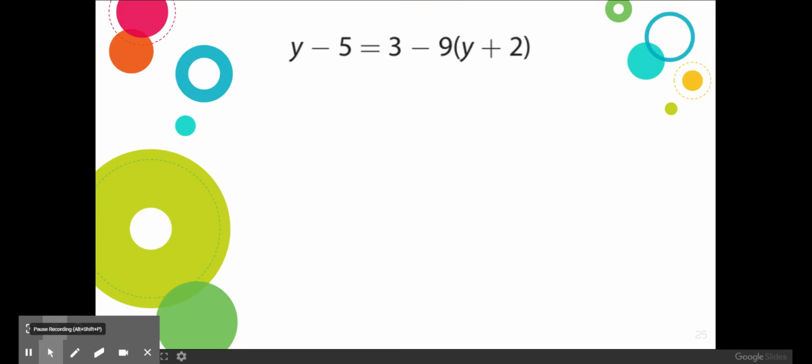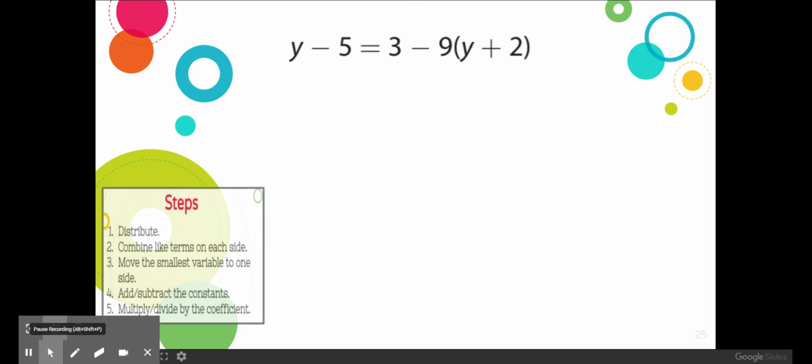Okay, so here we have the next example, which is y minus 5 equals 3 minus 9(y plus 2). Let me remind you of the steps. And at this point, go ahead and pause the video, and then once you think you have your answer, resume and we will go over it. So hopefully you were able to try this problem out on your own. We're going to go ahead and go over it.